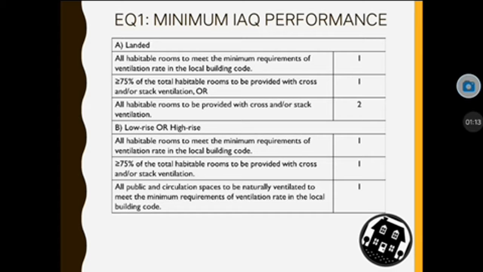For B, low rise or high rise: all habitable rooms to meet the minimum requirements of ventilation rate in the local building code acquire 1 point. More than 75% of the total habitable rooms to be provided with cross and/or stack ventilation acquire 1 point. And lastly, all public circulation spaces to be naturally ventilated to meet the minimum requirements of ventilation rate in the local building code acquire 1 point.